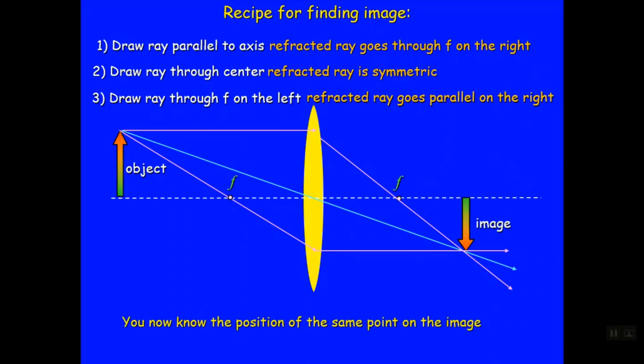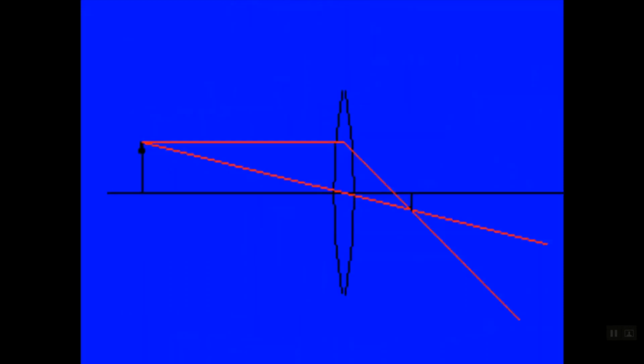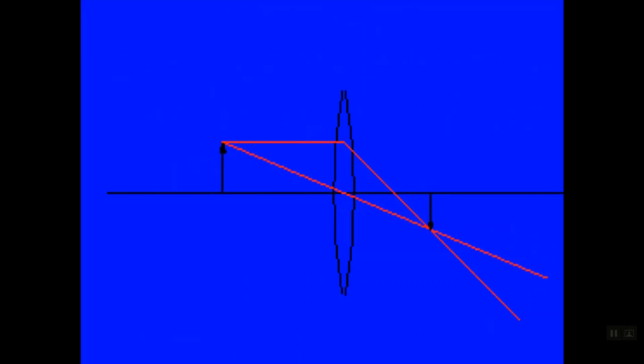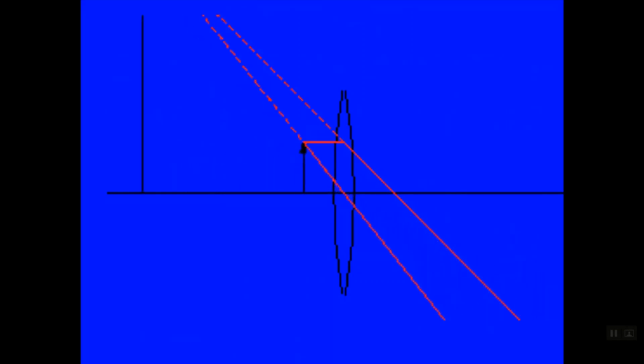So we know the position of the same point on the image. If we look at the tip of the arrow, we can find the position of the tip of the image. If you're looking at the center of the arrow, let's say the yellowish part, we will find the position of the yellowish part. But for all practical purposes, we're just going to be looking at the tip of the object. Here is an illustration of what happens if we move it closer and closer. We get the image increasing up to equal size, then enlarging.